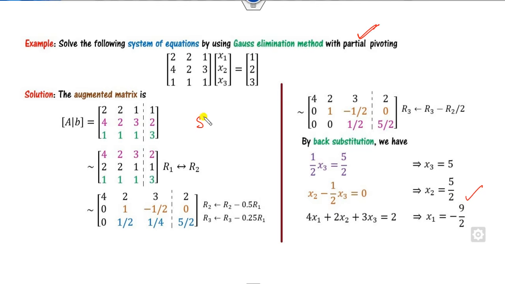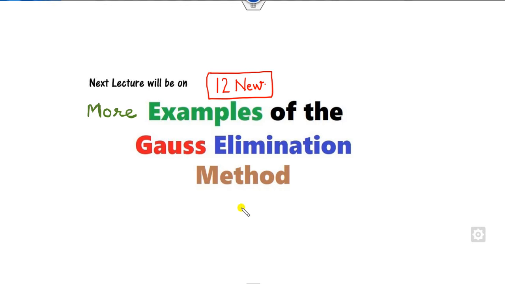Make sure you apply this shortcut trick approach so that you can solve this question within 5 minutes without wasting time on these operations. We will see in the next lecture, with the help of 12 new examples, so that you can understand the Gauss elimination method and the shortcut tricks in an easy way.